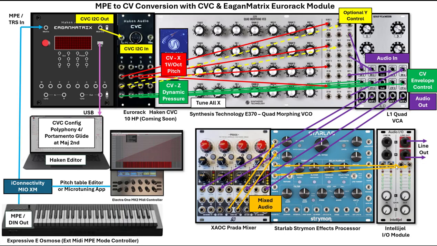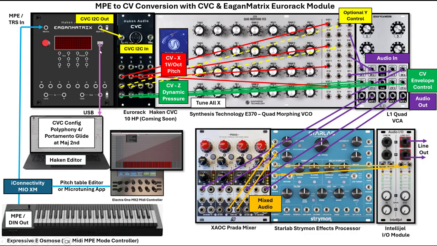Of course, there are many possibilities here. This is just one I put together that allows you to see how to use all 4 sets of W, X, Y, and Z outputs of the CVC in a Eurorack configuration. So we have the EaganMatrix module, and I'm going to send MIDI data to that. In this case, we'll use an Osmos set as an MPE controller, DIN out of that to a TRS adapter that'll send the MIDI data to the input port of the EaganMatrix module.